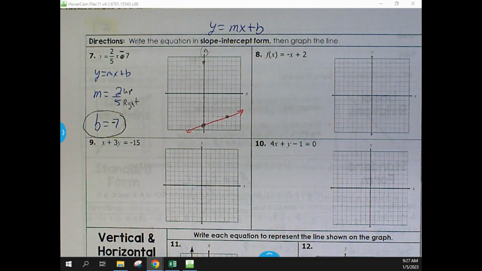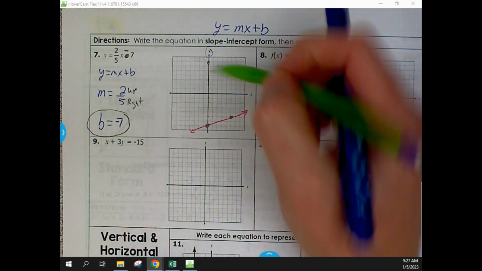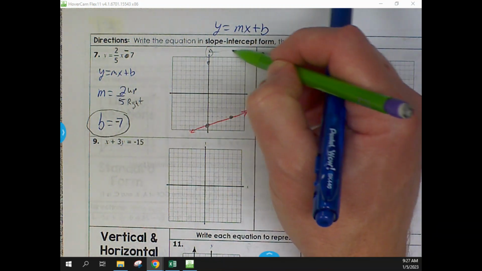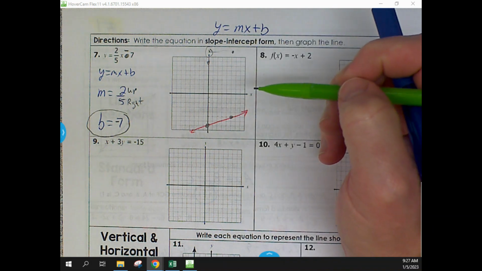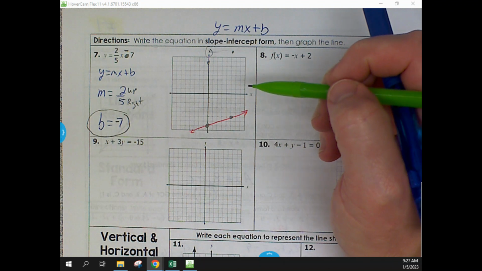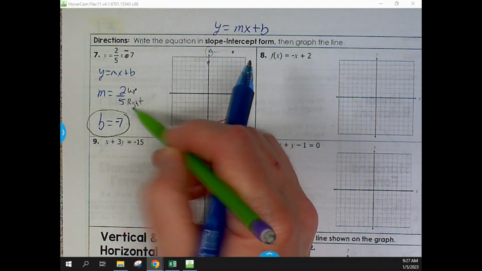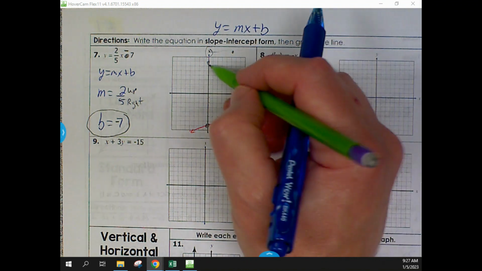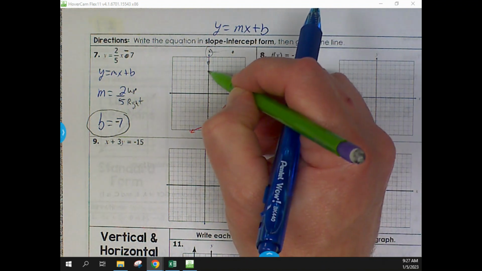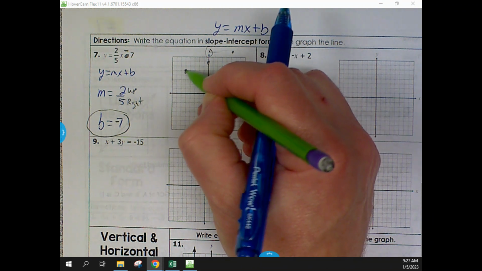Okay, now, and this will happen occasionally. If this had stayed +7 like it was originally, if you'd started here, you cannot go up 2 and over 5, which would have been about here, but it's off the graph. If you ever get one that's off the graph, either at the top or bottom, just do everything backwards. So instead of going up 2 and right 5 from this point, we're going to go backwards. We're going to go down 2 and then left 5. 1, 2, 3, 4, 5.